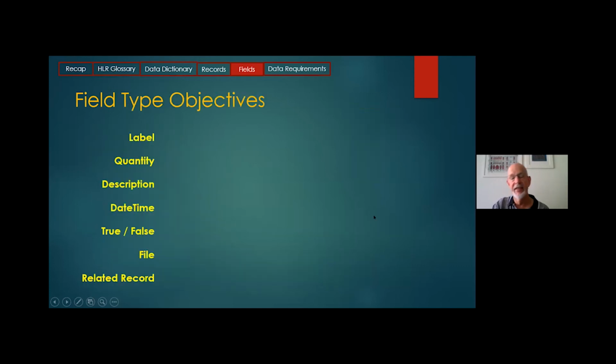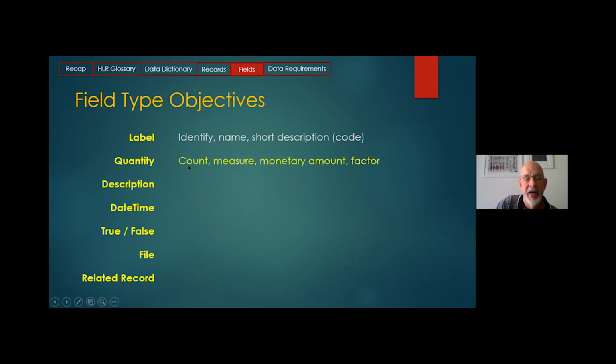Okay, so looking quickly at those 7 types, the objective of a label, the reason we have label fields in a record, is that they're trying to identify that record. They may be naming their record, so our traveler record is going to have a name. They may be short description fields. Those airline codes are an example of a field that is labeling things within that record. Quantities are there because within that record, we're counting things or we're measuring things. Things have dimensions. All of our monetary things, dollar values, that sort of thing.